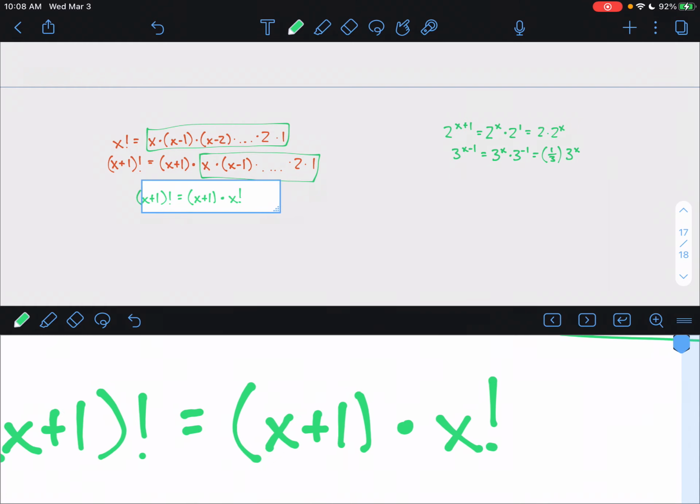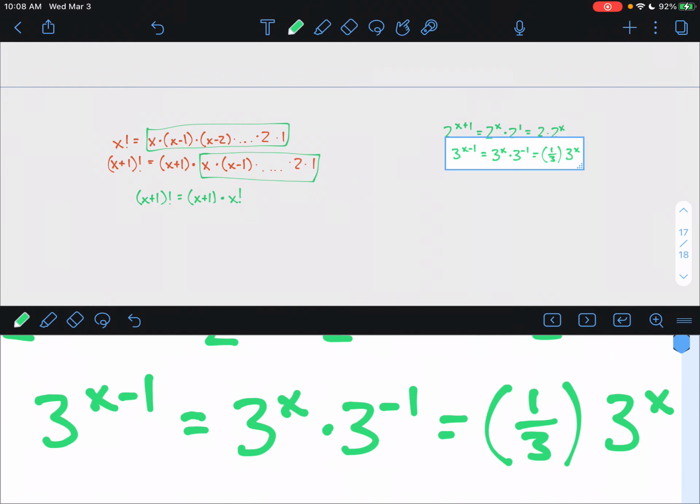So I just wanted to point out those rules, those properties, because I know a couple people were confused with them, but that would be some things you should know for today's practice.